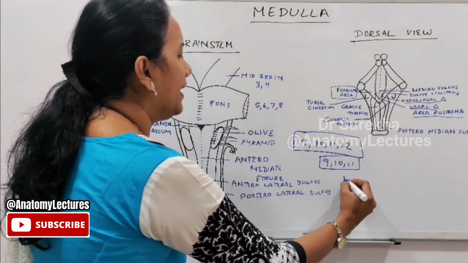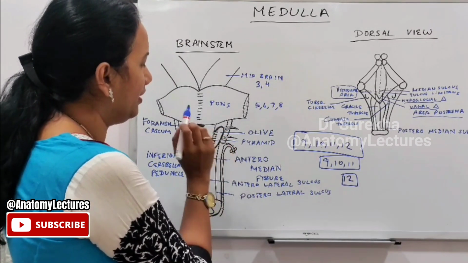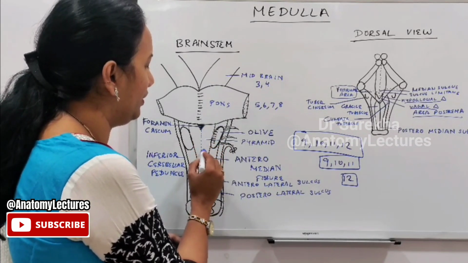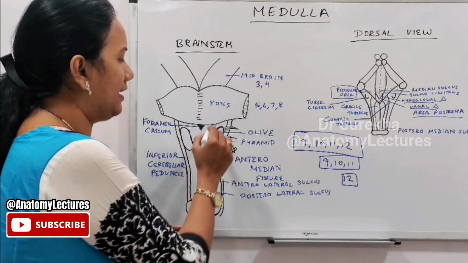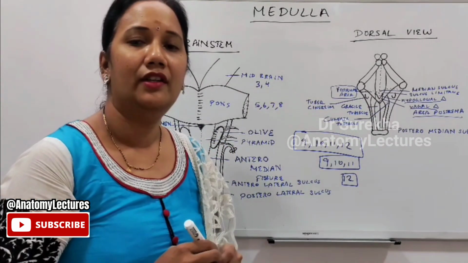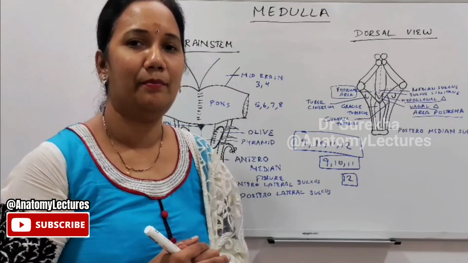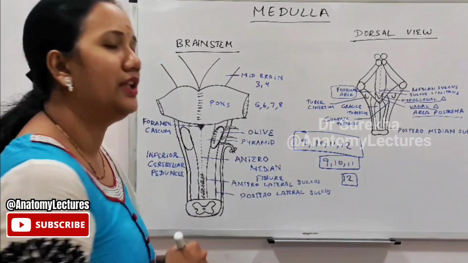Next, the 12th cranial nerve, that is the hypoglossal nerve. The hypoglossal nerve will emerge from the ventral surface of the medulla, from the junction between the pyramid and the olive, that is from the anterolateral sulcus. So this is the anterolateral sulcus. It will emerge in the form of 10 to 12 rootlets which will unite to form the hypoglossal nerve. So these are the nerves in relation to the medulla.